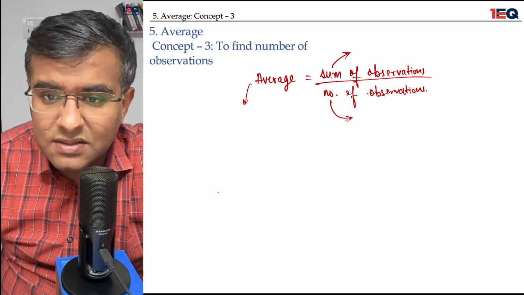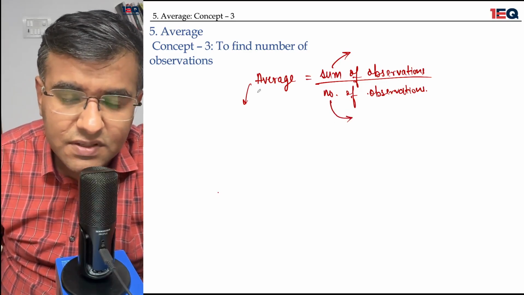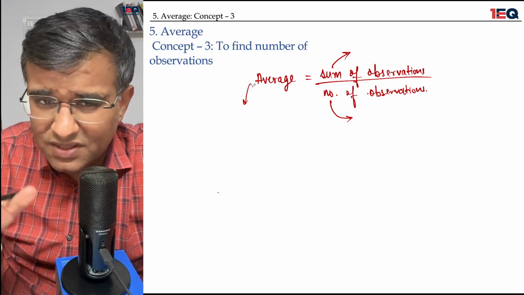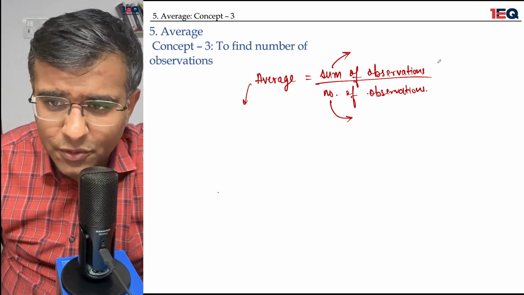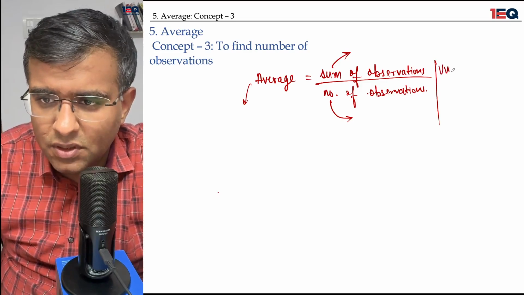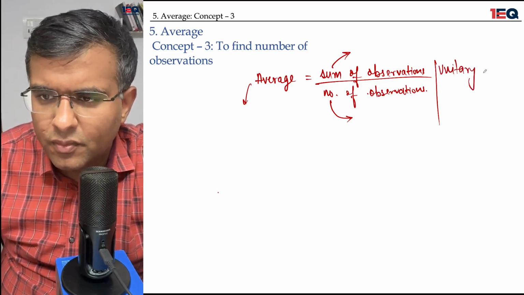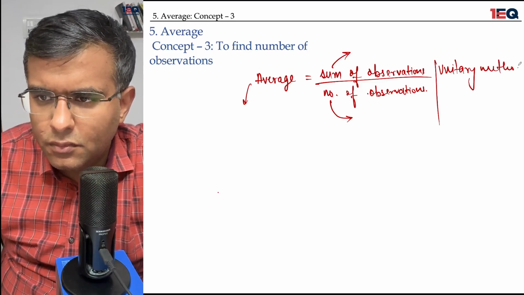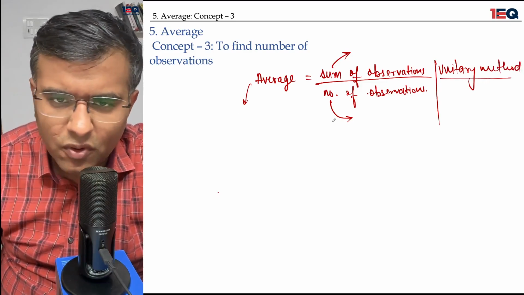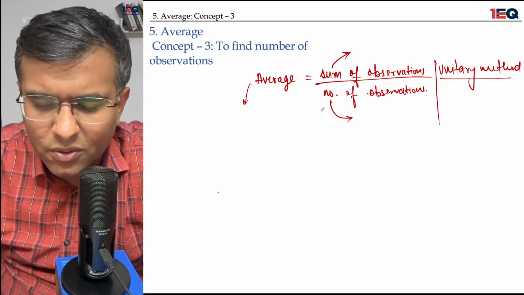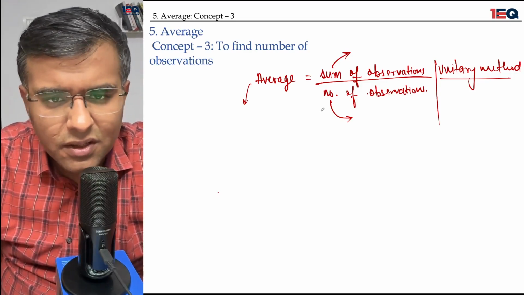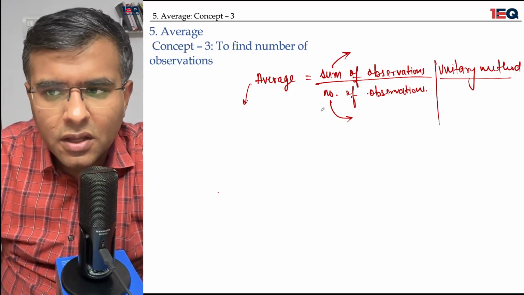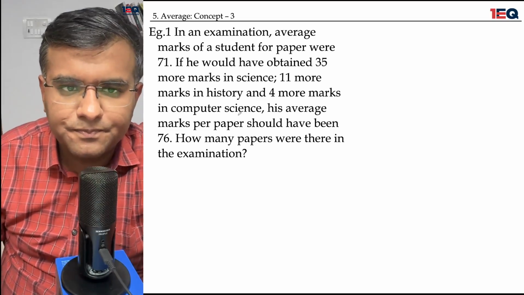it might ask us the number of observations. So this is not much, this is just simple unitary maths, simple unitary method which needs to be followed. Simple cross multiplication. I need to find out the one which is missing out of the three, and that will give me my answer. You'll understand when I solve the question.